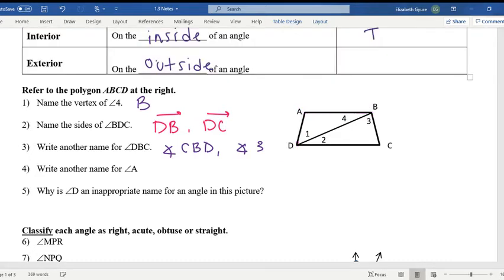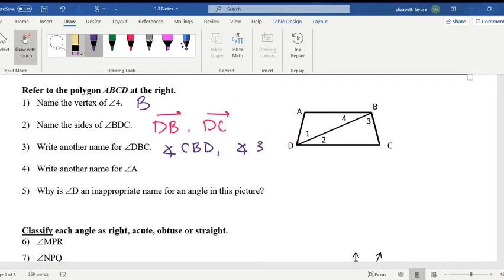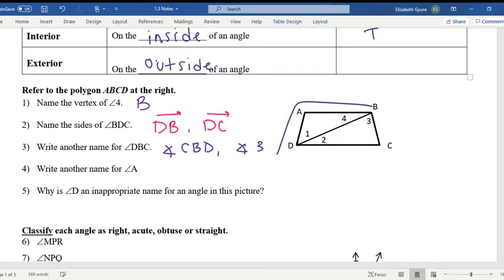So I could call this right here angle BAD, or I could go the other way and say angle DAB.